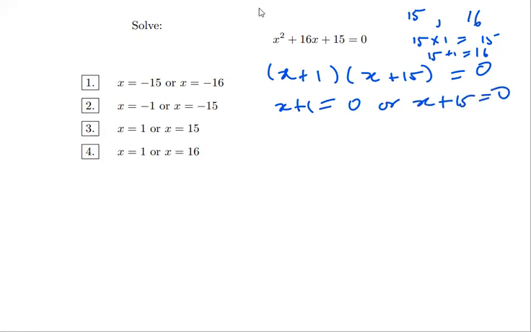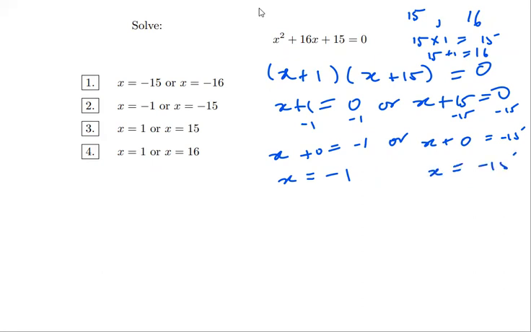So if you subtract 1 on both sides, you get x plus 0 equals -1. And that means that x is equal to -1. Or if you subtract 15 on both sides, you get x plus 15 minus 15 is 0. This is equal to -15. And so you get x equals -15. So this here is your solution.